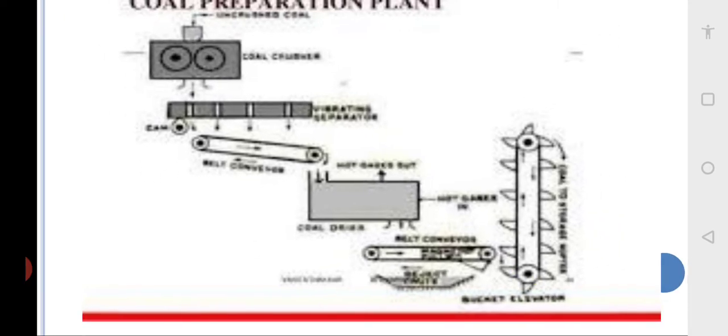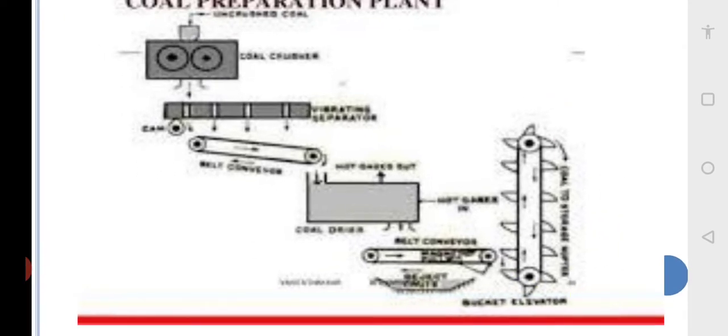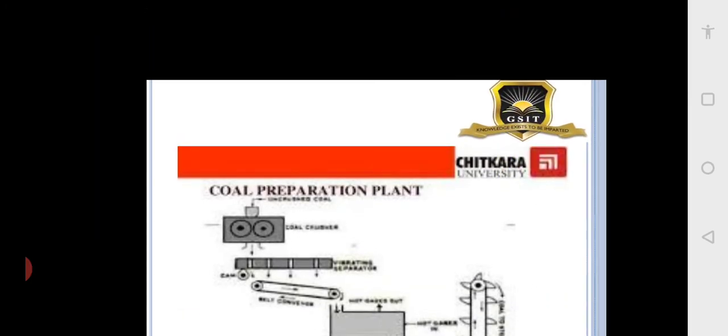drying. So hot air is blown so that the coal is dried. Otherwise the particles will stick. So coal drying also takes place. And then it falls on the bottom conveyor, from where it goes to the bucket conveyor. The last one you can see is a bucket conveyor. To send it to an elevated height, the coal is sent.